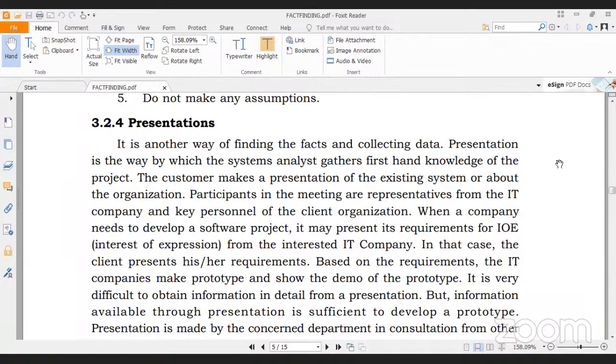Presentation is the way by which the system analyst gathers the facts and knowledge of the project. It will make a graphical presentation of the existing system. Then it will ask the customers, the stakeholders, and it will start presenting the things it collected so far.